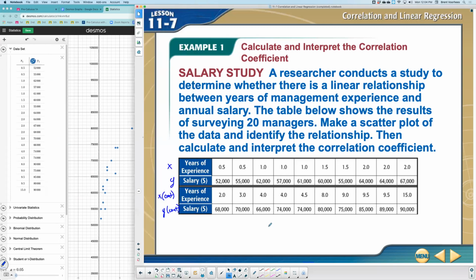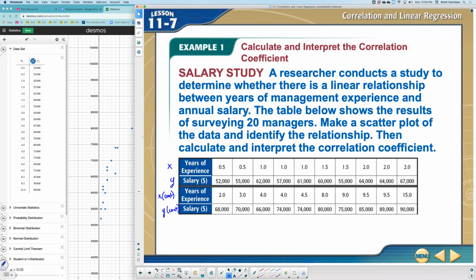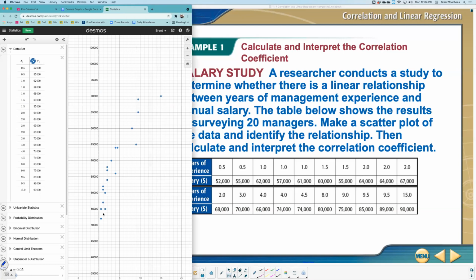Now it says here, a research company conducts a study to determine whether there is a linear relationship between the years of management experience and the annual salary. So we want to see, is there a correlation going on here? And the table below shows 20 surveyed managers. Make a scatter plot. So that's what I just did here.